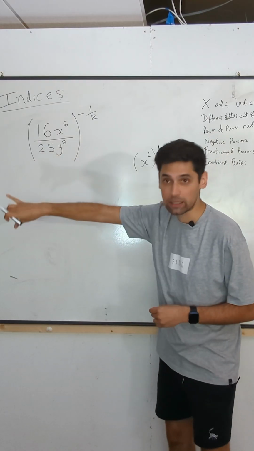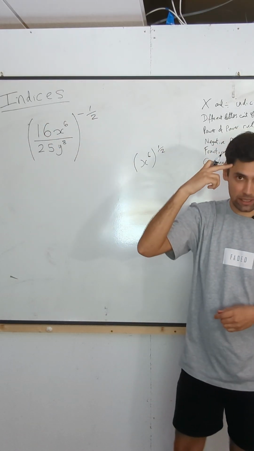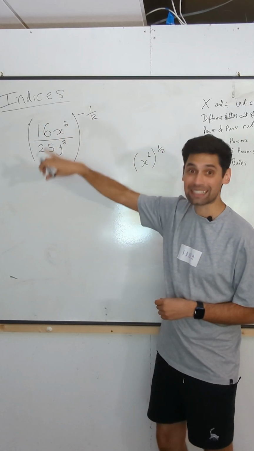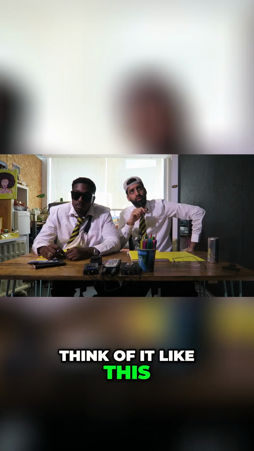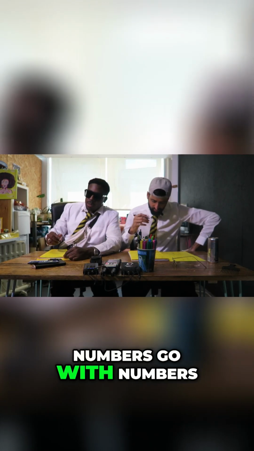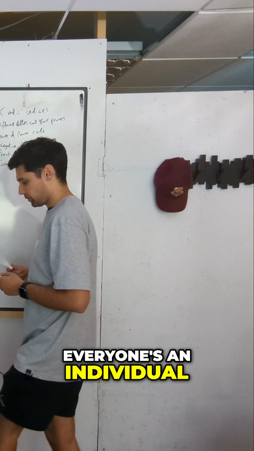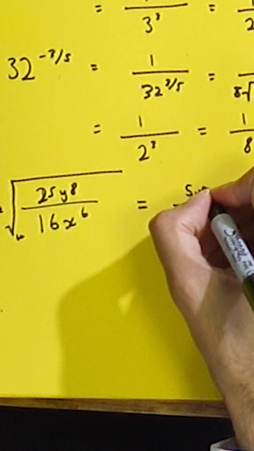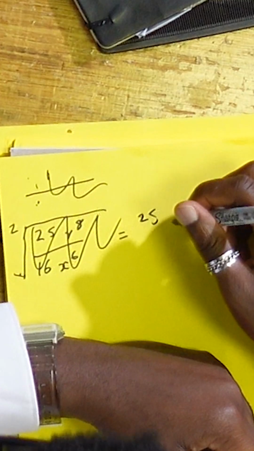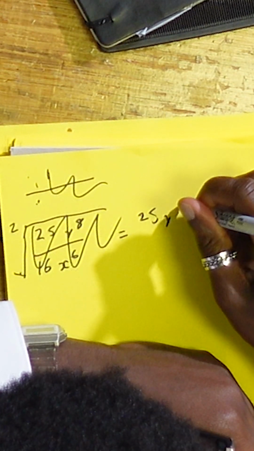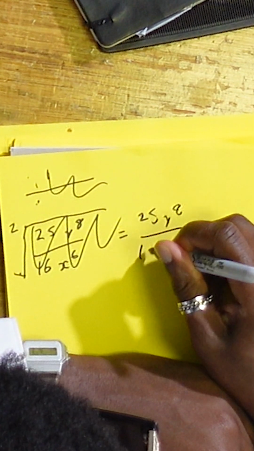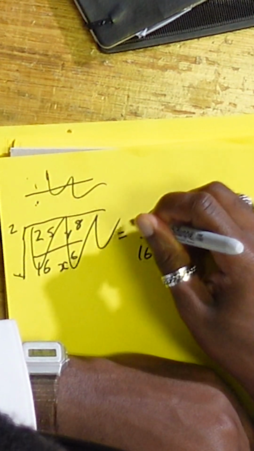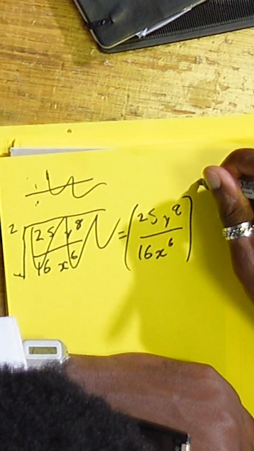So you do 16 to the half, think of it as square root of 16, as you did. Then x to the 6 to the half, think of it like this. Same with the other ones. Numbers go with numbers. Everyone's an individual. Everyone's got their own identity. Real talk. So it's 8 over 2, which is 4. So it's y^4. So 25y^8 over 16x^6, brackets, all of that to the power of a half, yeah?